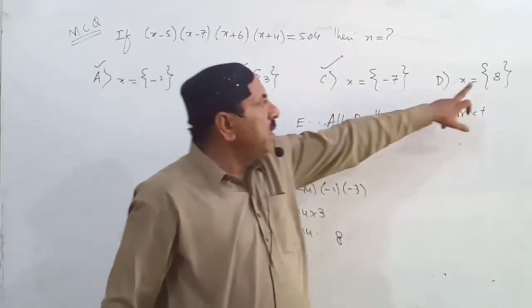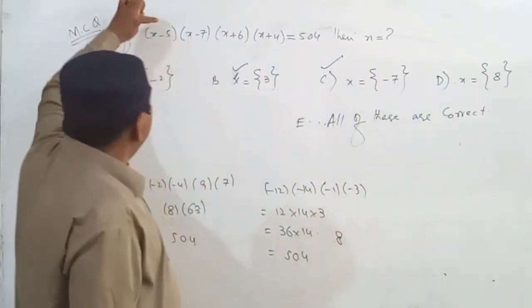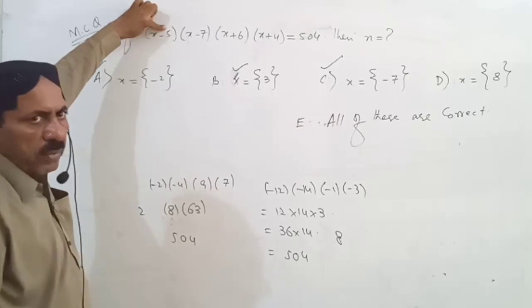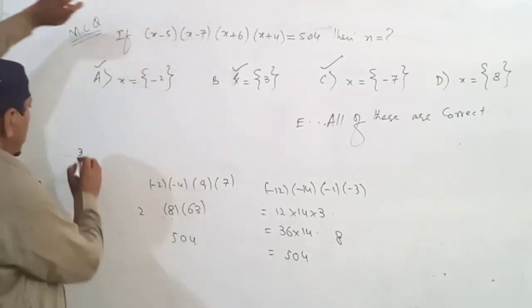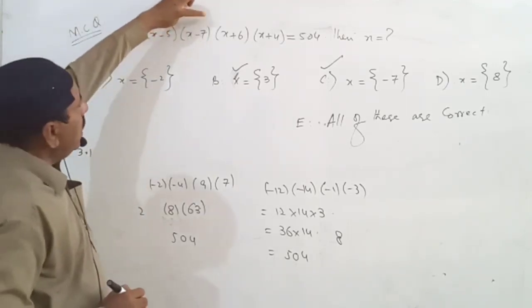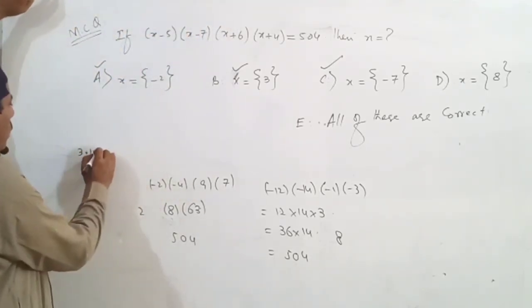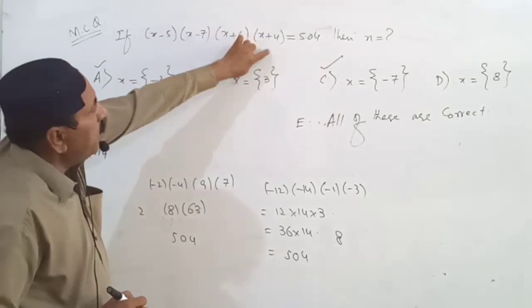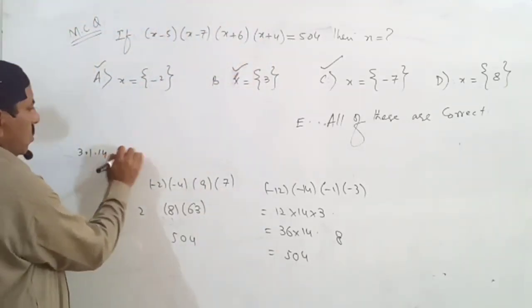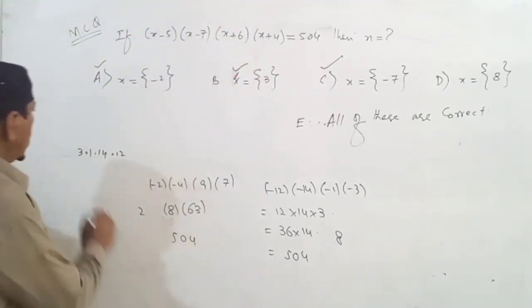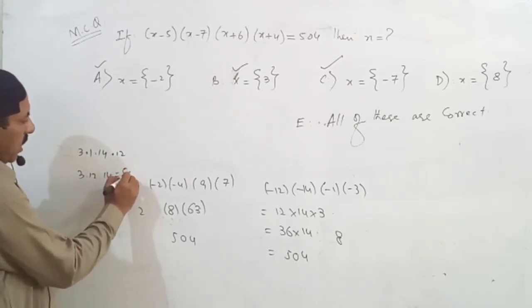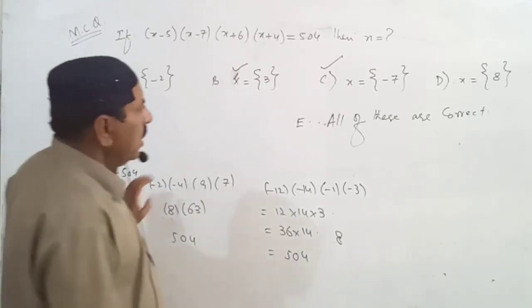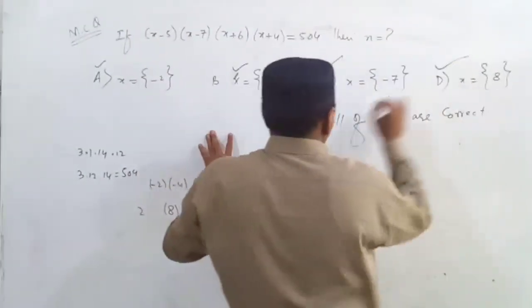Now if x is equal to 8, so 8 minus 5 is 3, 8 minus 7 is 1, 8 plus 6 is 14, 8 plus 4 is 12. Same factors 3, 12, 14. After multiplication, 504. So all of these are correct answers.